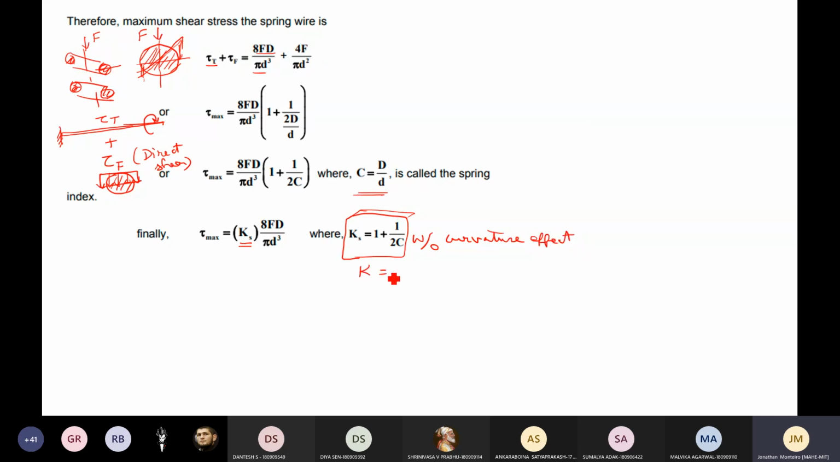And the one which we use for wall stress correction factor, (4c minus 1)/(4c minus 4) plus 0.615 by c, is with curvature effect. That difference is important to understand. One is without curvature effect. We are not taking into consideration how tight is the curvature. And this is with curvature effect. So this is generally called the wall correction factor, given by the researcher Wall.